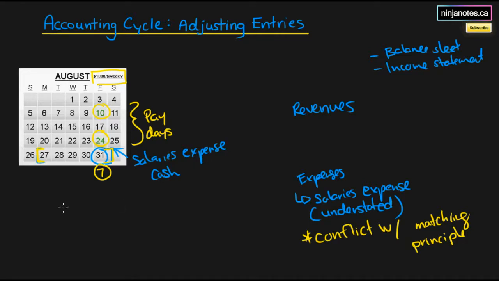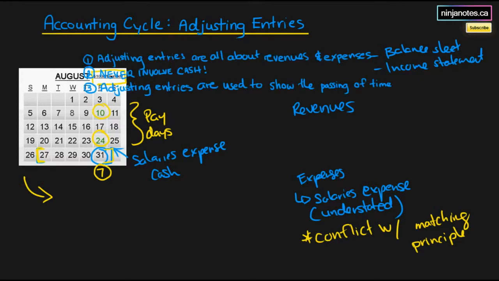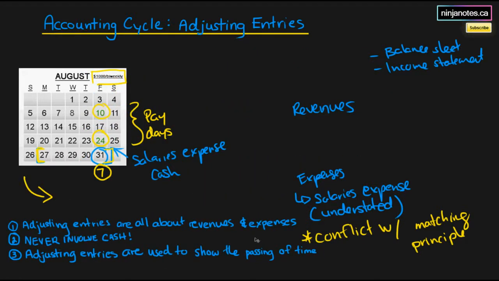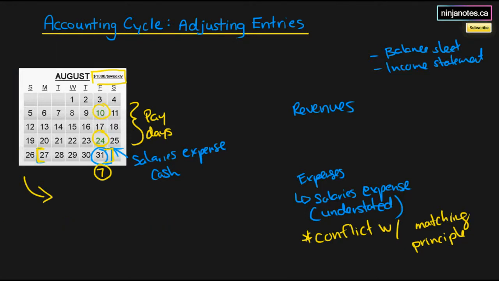So the adjusting entry that we're actually going to perform is going to be an expense adjusting entry, because obviously this is not a revenue adjusting entry. We're not earning any money. We're paying employees. And if you remember from the rules, let me just bring them down. It's kind of clustered up there at the top. Adjusting entries are all about revenues and expenses, which means that we're going to be either making a revenue or an expense entry. We've stated that we're making an expense entry, and this is not going to involve cash. So right away you know we're not using the account of cash. So what are we going to use?